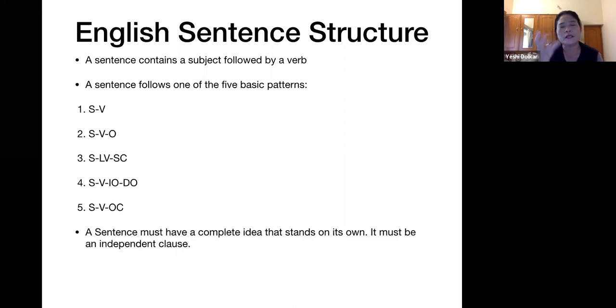Sentence you do. A sentence must be complete. In other words, it must be an independent clause. So these are also important things to keep in mind when you're writing an English sentence.